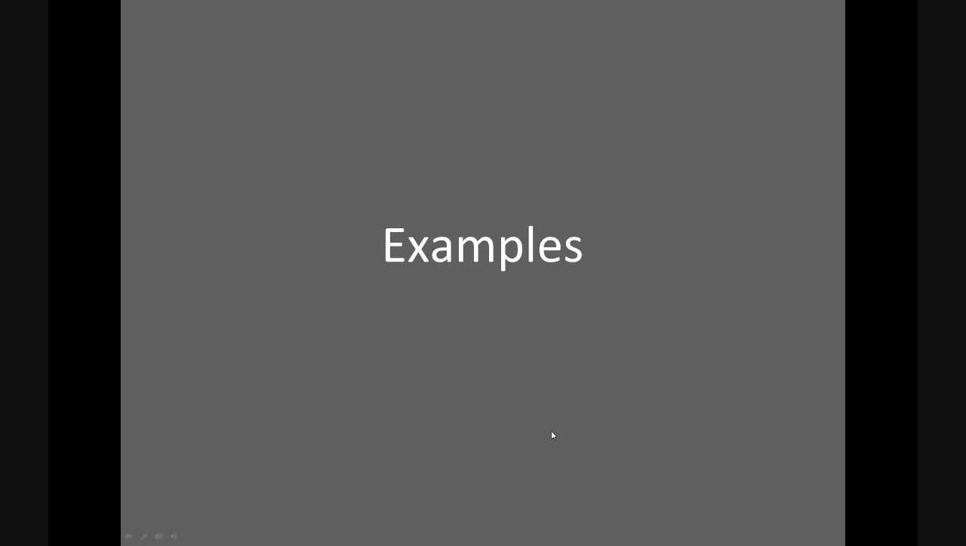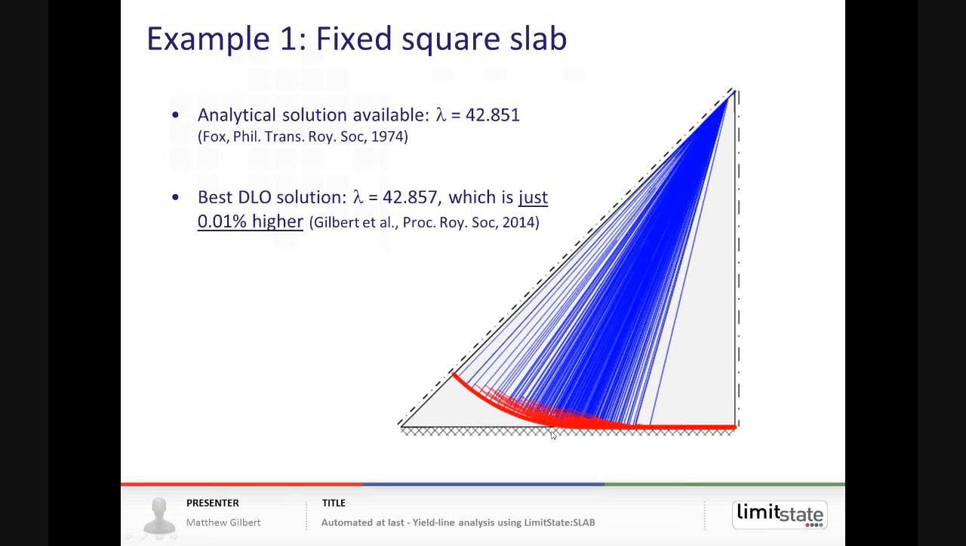Okay, so let's look at some examples. First example we looked at is quite an academic one. It's a fixed square slab. Actually what we're doing here is looking at an eighth of it. The analytical solution was found in the 70s to be 42.851. We found a very close numerical solution, 42.857. So identical in all but the last significant figure.